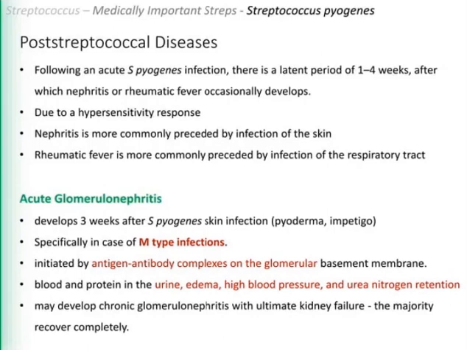Post-streptococcal diseases. Following an acute S. pyogenes infection, there is a later period of 1 to 4 weeks after which nephritis or rheumatic fever occasionally develop, due to a hypersensitivity response. Nephritis is most commonly preceded by infection of the skin, while rheumatic fever is more commonly preceded by infection of the respiratory tract. Acute glomerulonephritis develops 3 weeks after the S. pyogenes skin infection, specifically in the case of M-type infection, initiated by antigen-antibody complexes on the glomerular basement membrane. Findings are blood and protein in the urine, edema, high blood pressure and urea nitrogen retention. Chronic glomerulonephritis with ultimate kidney failure may develop.